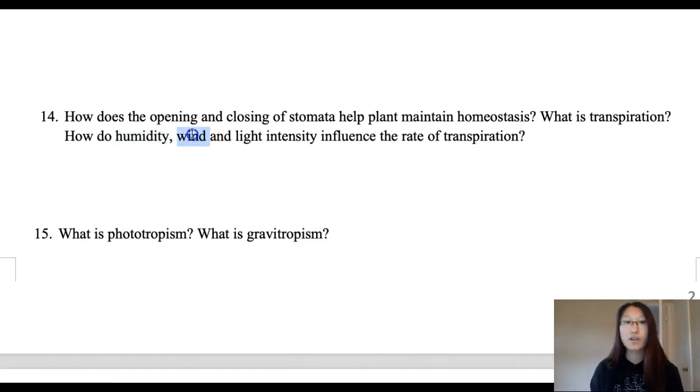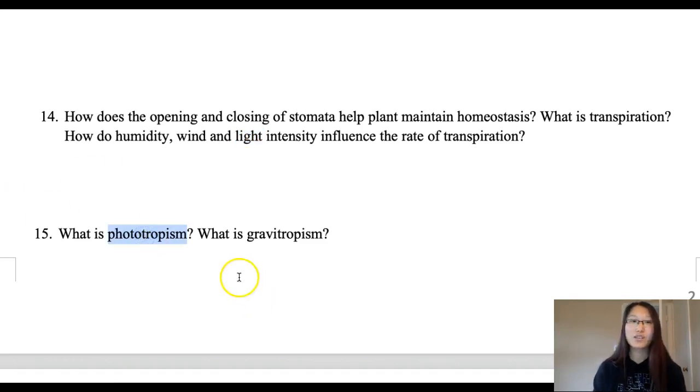When there's more wind, it's more likely it evaporates faster, right? Let's say you take a shower, but you didn't dry off very quickly, and then you stand under a fan, you will get dry a lot faster. And then there's light intensity. When it's really hot outside, when there's a lot of light, that will increase the rate of transpiration because it's hot, and when it's hot, water evaporates faster.